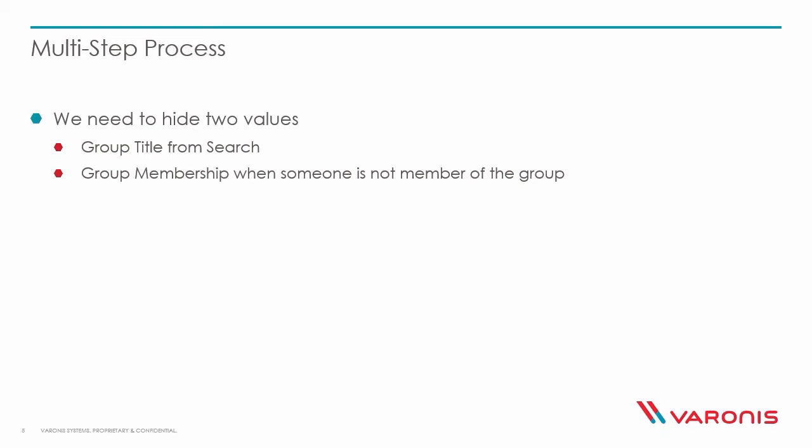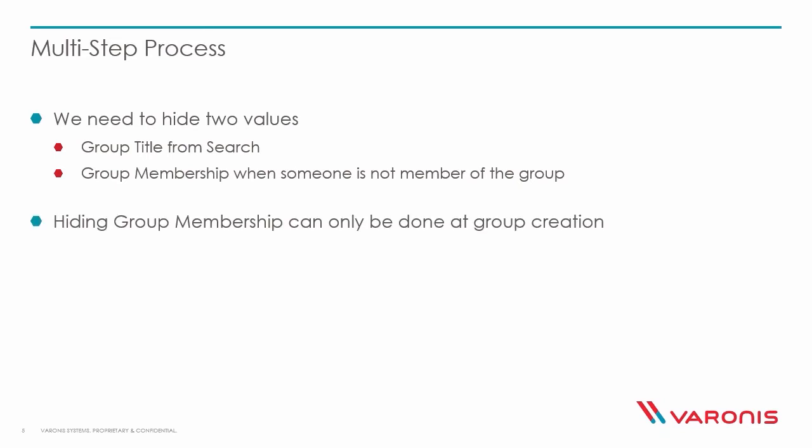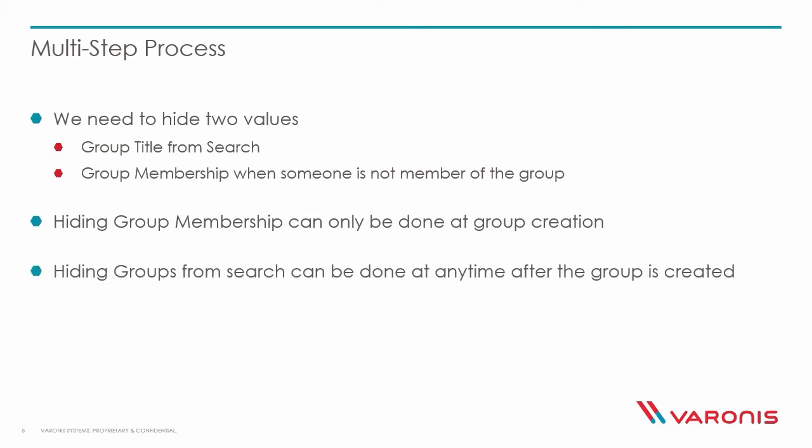That is the second thing that we need to add. Something that is really important and unfortunate in my opinion is that hiding the group membership can only be done at group creation. So it's really important that you implement a process to creating secret groups as soon as possible, because that part of the process can only be done at group creation and not after the group has been created. The second part, hiding the group from search, can be done anytime after the group is created. So we're even gonna cover in the demo how to hide all of the existing private groups from search. So because of that, creating a secret group can only be done via PowerShell.